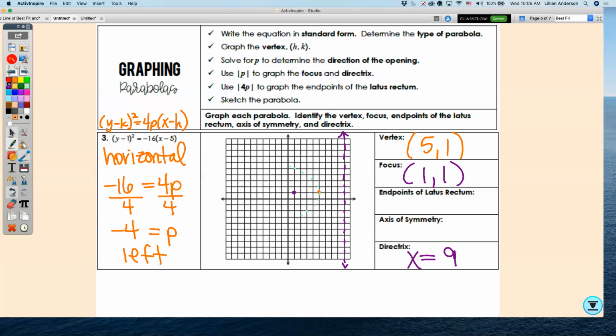Let's find those endpoints. The absolute value of 4p, which is 16. So that means from one endpoint to the other endpoint, that should be a total of 16 units. Which means I need to go how far above my focus, how far below my focus? 8 units. So this one's going to be pretty large. Okay, so 8 units above the focus and 8 units below. A point right there. What are those points?